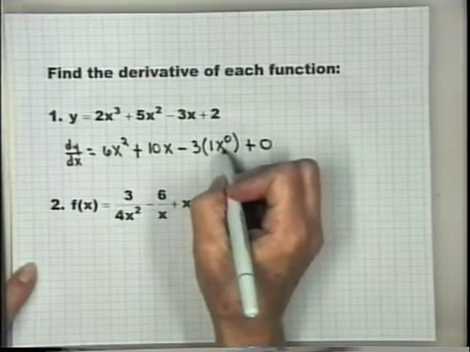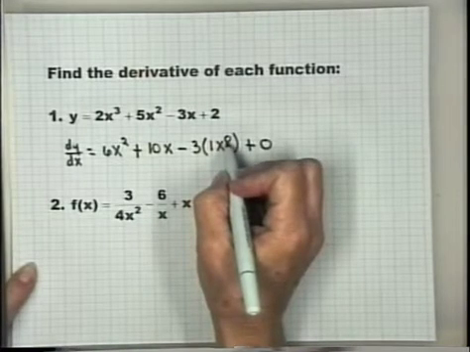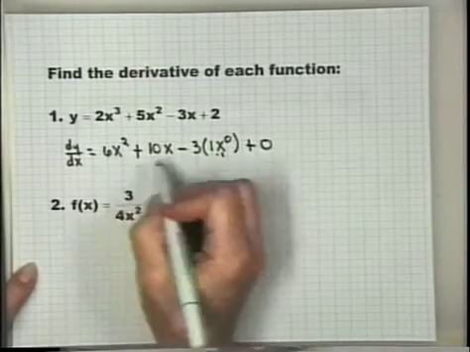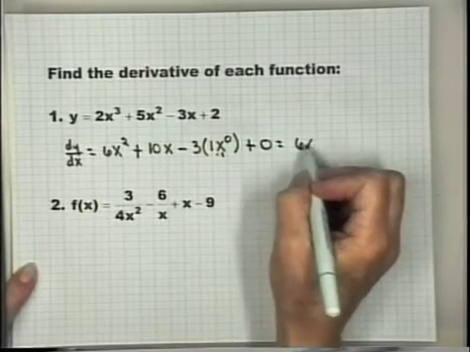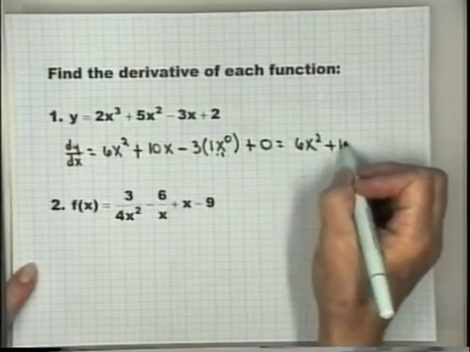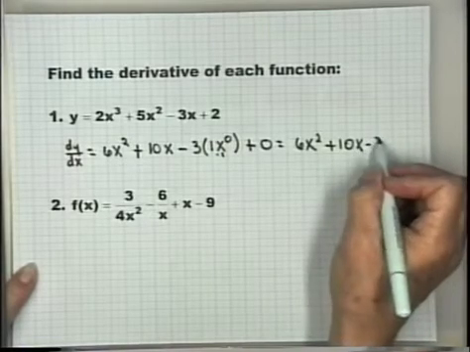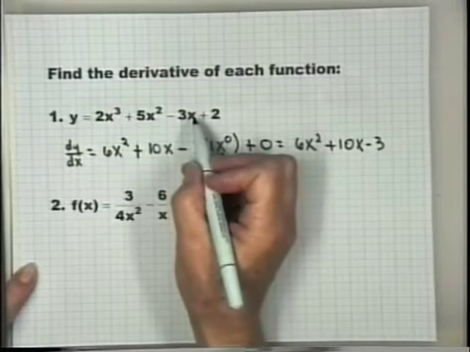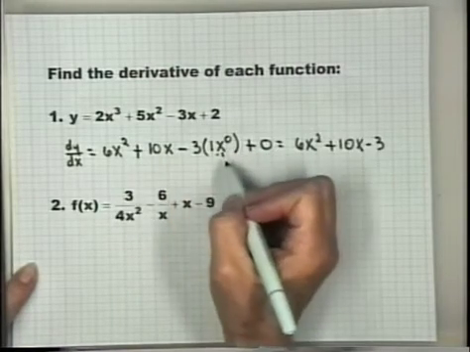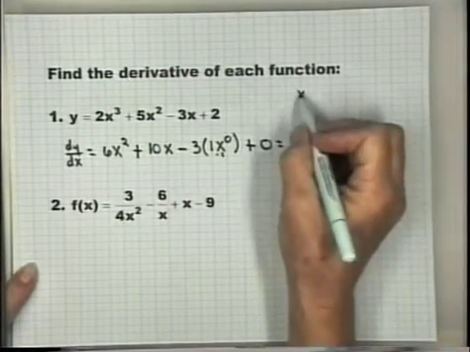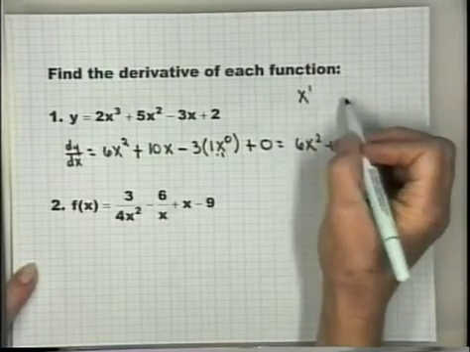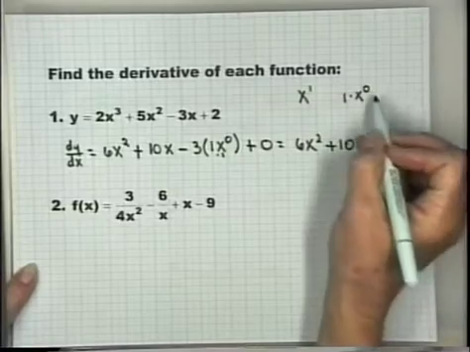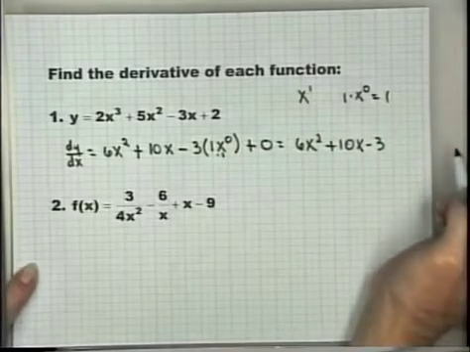Now let's take a look at this. Anything to the 0 power is 1, isn't it? So this is just 1 times 1. So simplifying this, I have 6x squared plus 10x minus 3. I don't have to write the plus 0. The derivative of x ends up being 1. X to the 1 using your power. 1 comes down, you write your x, subtract 1, you get to the 0, and that's just a 1. Okay?